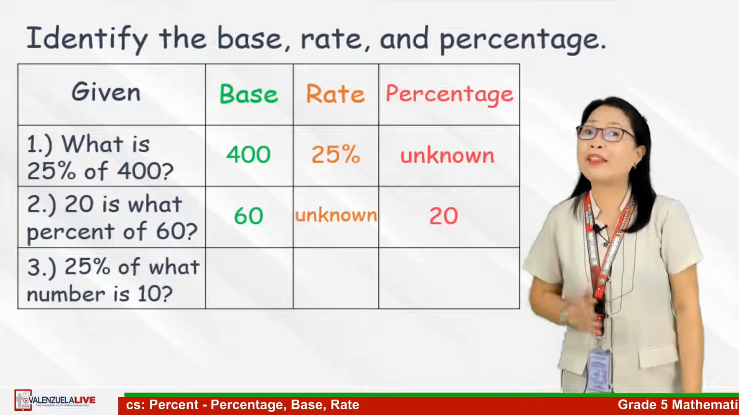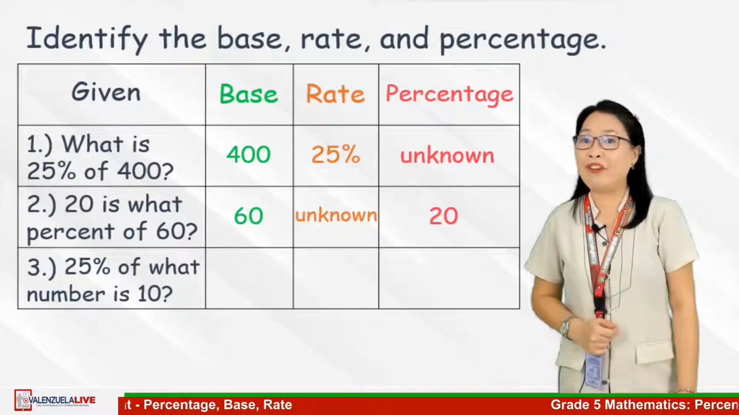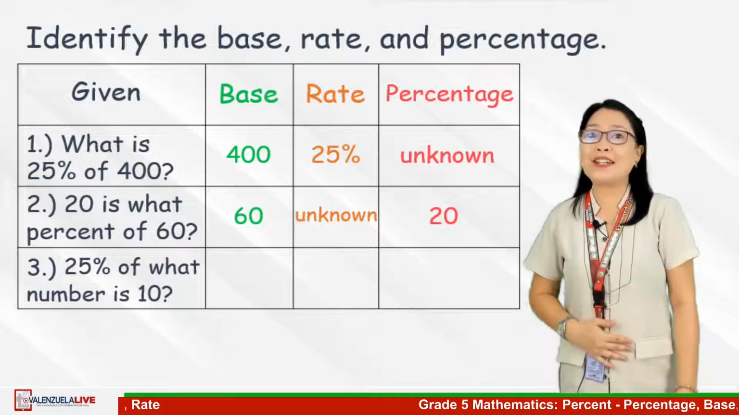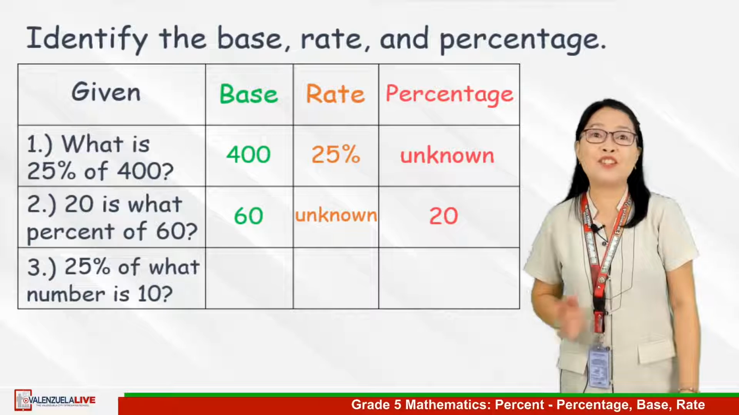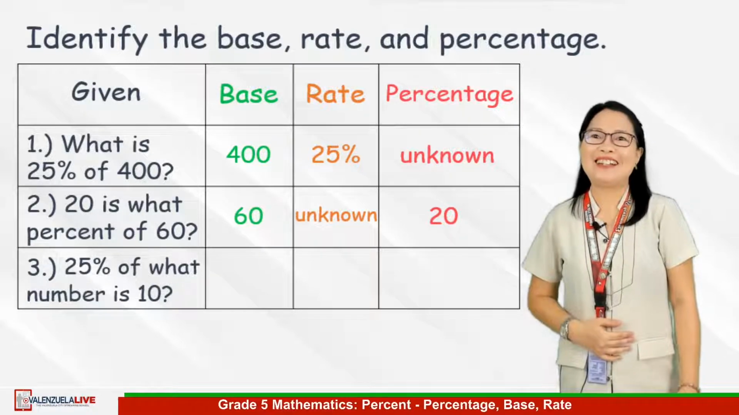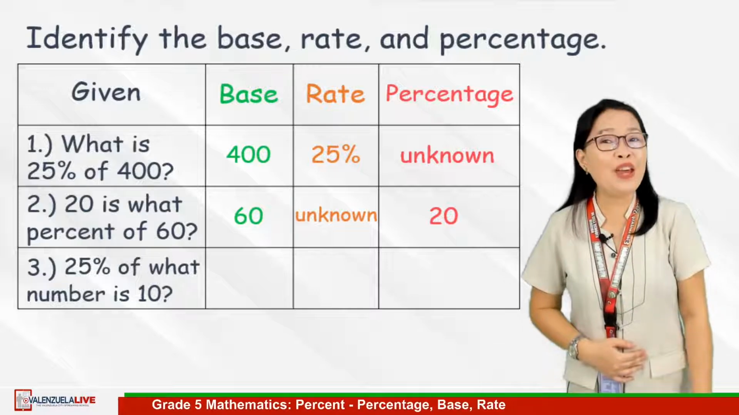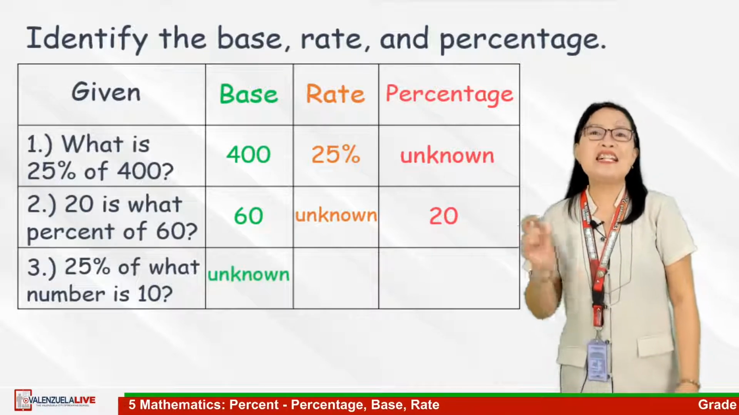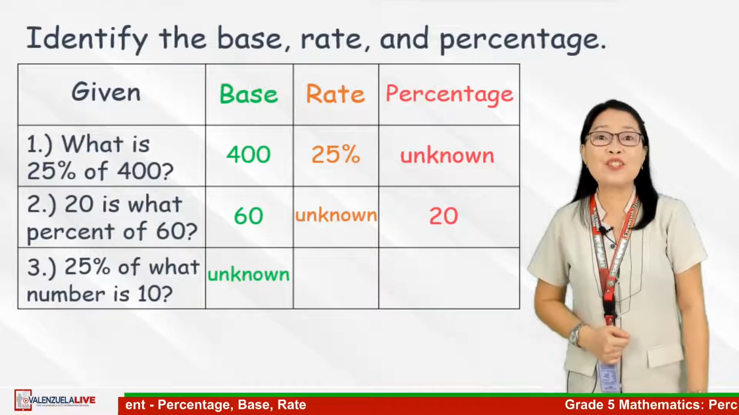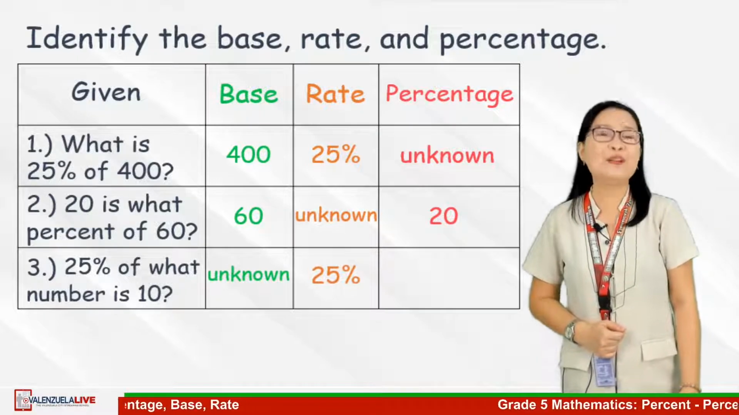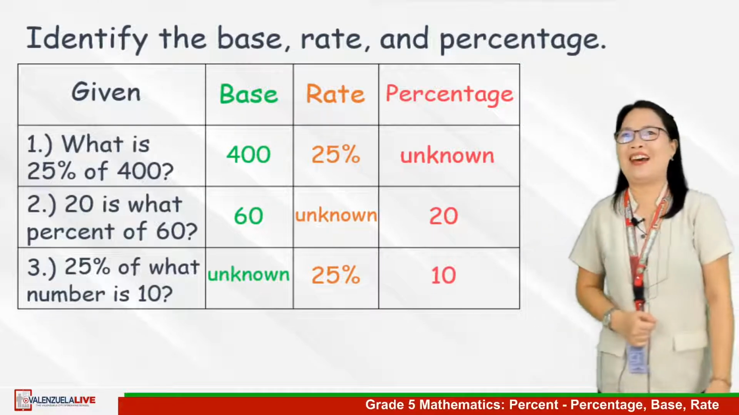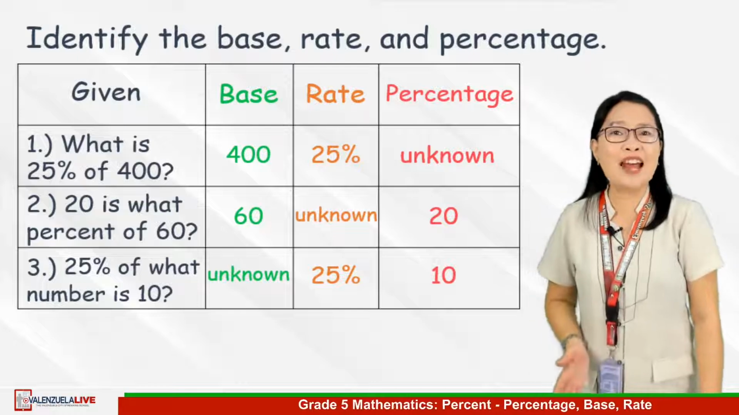25% of what number is 10? Which do you think is the unknown? Is it the base, the rate, or the percentage? Think of it. The unknown here is the base. And the rate, definitely it's 25%. And the percentage is 10. Okay, that's it. Did you understand?